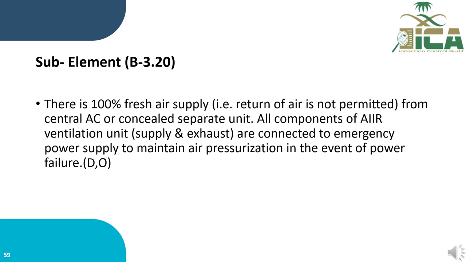Sub-element B3.20: there is 100% fresh air supply from central AC or a console separated unit. All components of the airborne infection isolation room ventilation unit are connected to an emergency power supply to maintain air pressurization in the event of power failure. For this, we need documentation and observation so we can review and audit this sub-element.